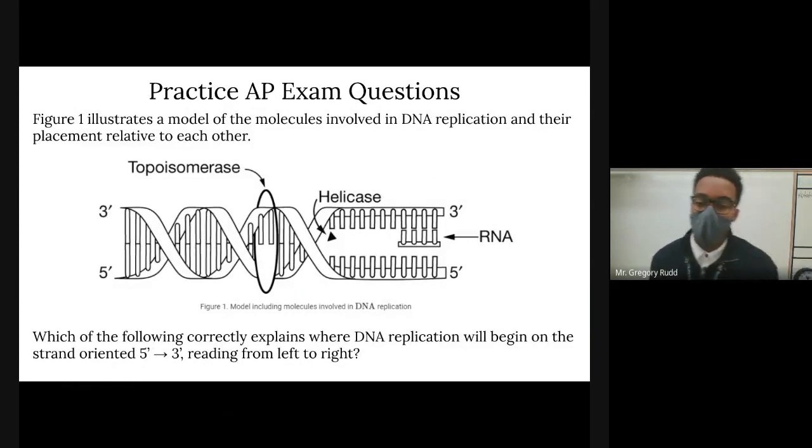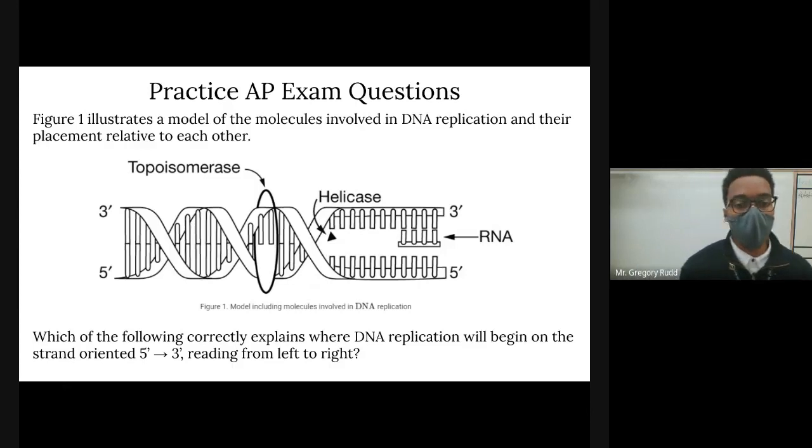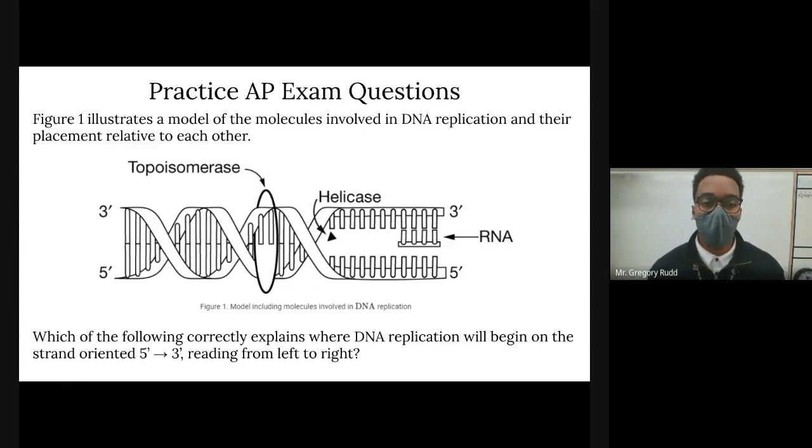Okay, one more question. Figure 1 illustrates a model of the molecules involved in DNA replication and their placement relative to one another. Which of the following correctly explains where DNA replication will begin on the strand oriented 5' to 3', reading from left to right? So where is replication going to begin? Where are we going to start adding new nucleotides? So again, I don't want to look at the answer choices yet. Let's see if we can figure it out.